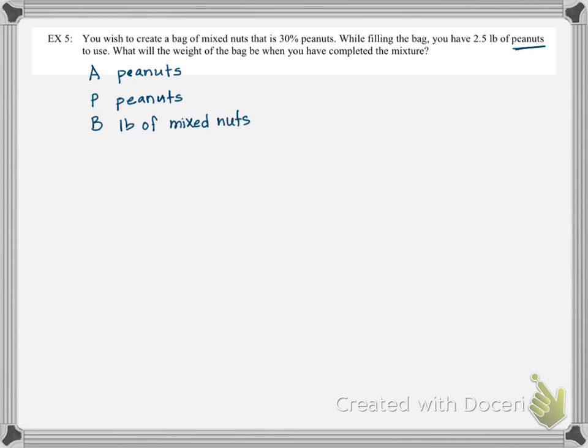Do I know the percent peanuts? Yes, we do. It is 30%. Do I know the number of pounds of mixed nuts that I have? I don't, so that's going to be my variable. And do I know the amount of peanuts? It is 2.5. Another way to check that you've put everything in the right place is that the amount and the base always have the same units. The amount is measured in pounds, and the total is also measured in pounds.